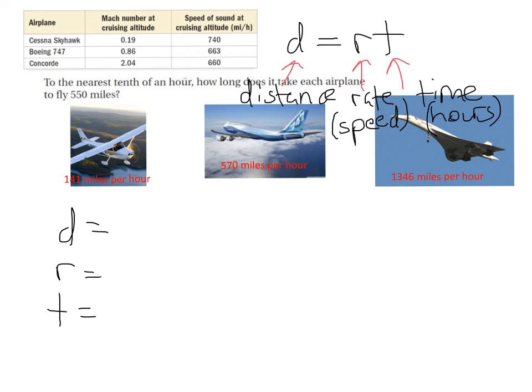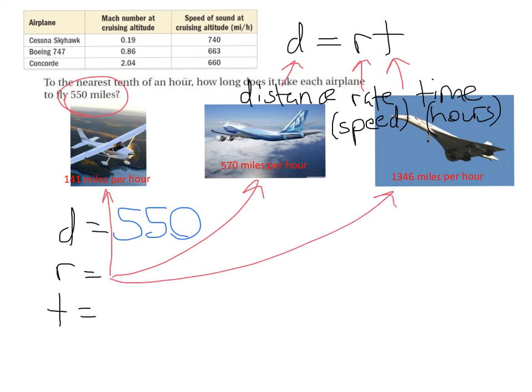Now you're going to calculate to the nearest tenth of an hour how long does each airplane. So you're going to have three different answers. One for the Cessna, one for the Boeing, and one for the Concorde. Do we know D, the distance that we want each of these airplanes to take? Absolutely we do. It's 550 miles per hour. So in every case, all three cases, D is going to be 550. Do we know the rate? We do now. We just calculated for each of these airplanes. So it's going to change every single time. It's either going to be 141, 570, or 1,346.